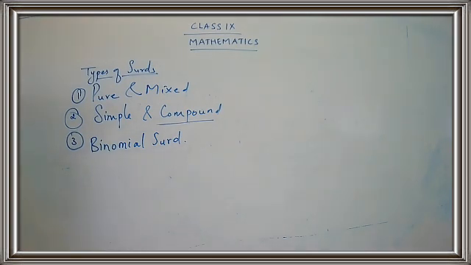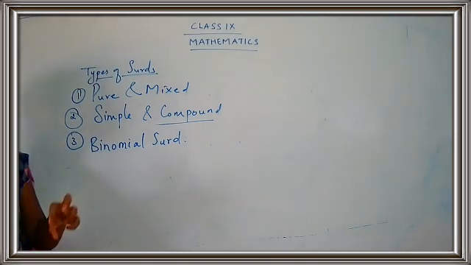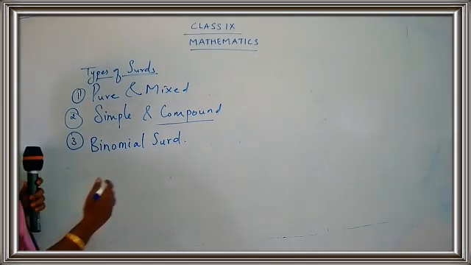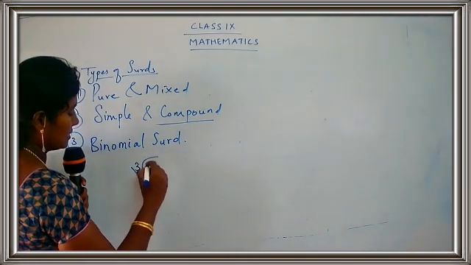What is the definition for binomial surd, children? Just see here carefully. A binomial surd is an algebraic sum or difference. You can take the sum or you can take the difference of two terms, both of which could be surds, or one could be a rational and another a surd. That means a binomial surd involves two surds. I'll just give you an example, then you'll be able to understand it.